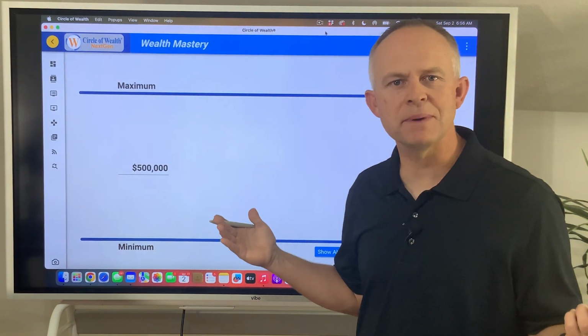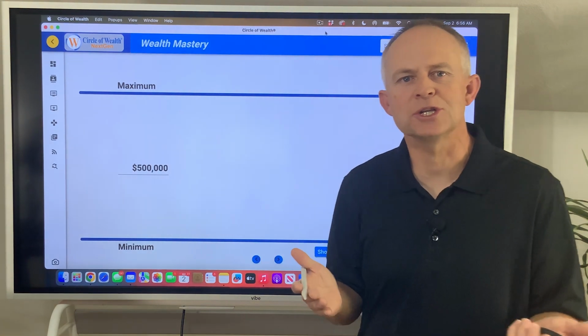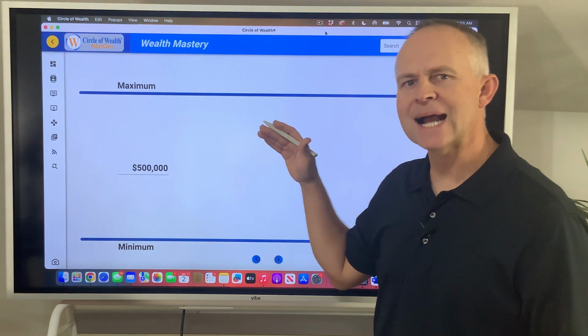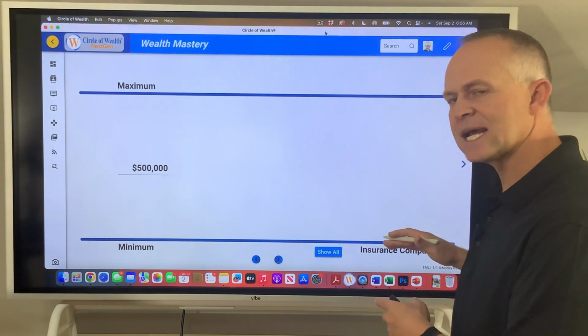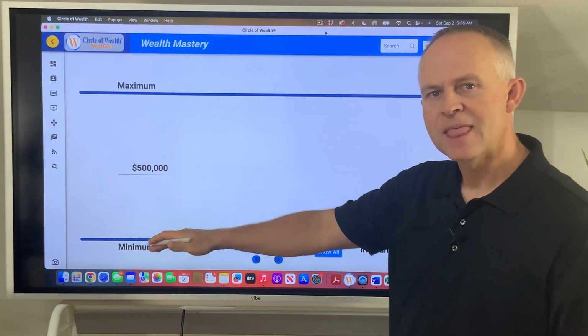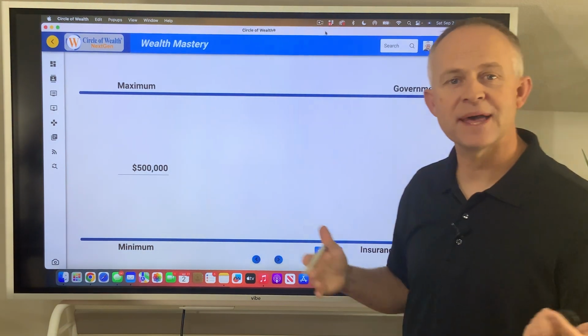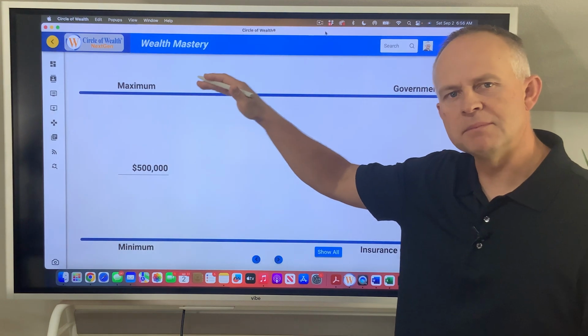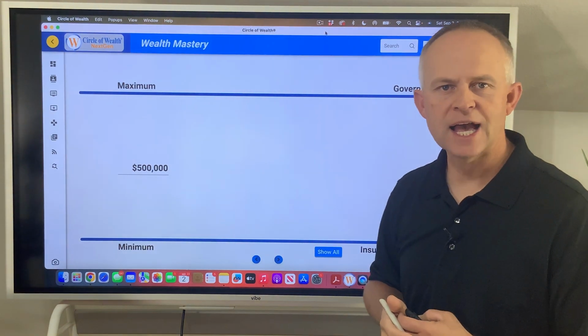Now, the minimum makes sense. When it comes to insurance, you don't want to pay any more than you have to, right? But why is there a maximum? Well, the insurance company sets the minimum and the maximum is set by the government. Now, why do you think the government sets a maximum on how much you can pay for life insurance?